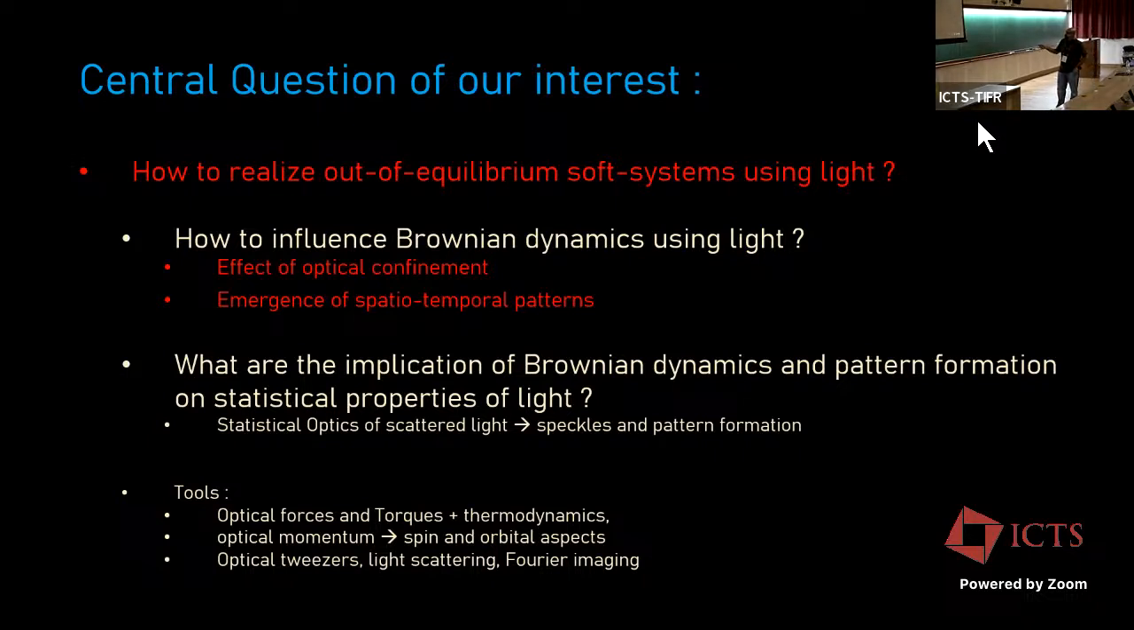What are the implications of Brownian dynamics and pattern formation on statistical properties of light, where you can now utilize soft matter systems to realize new and interesting states of light, especially in terms of what you actually can extract out of that interaction, has turned out to be a very important endeavor in the slightly broader context of photonics, which is mainly driven by soft matter systems. Mainly, the questions of speckle formation and pattern formation are very fascinating, which is also equally important in information processing.